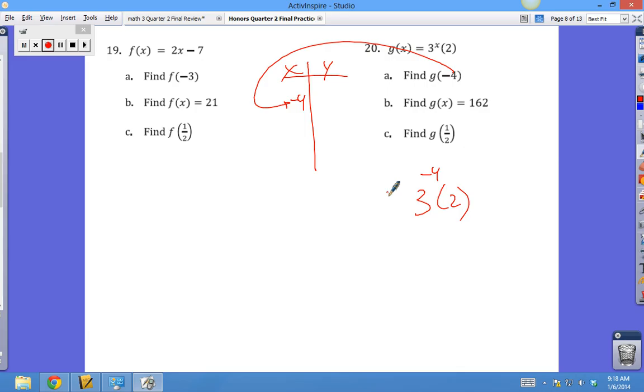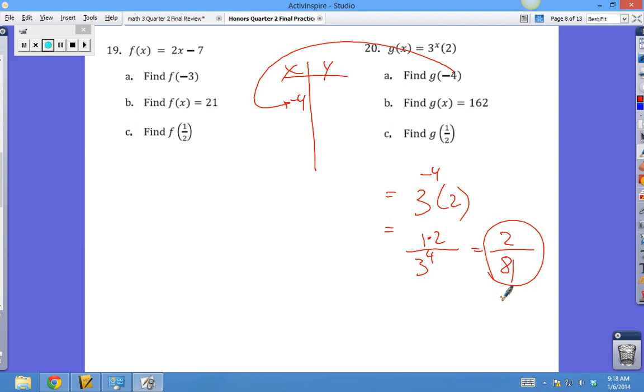So negative exponents. I'm going to take this 3 to the -4 and it's going to be 1 over 3 to the 4. And that 2 stays on top. So I'm going to have 2 over whatever 3 to the 4th is. So my calculator, 3 times 3 is 9 times 3 is 27. Is that 81? 2 over 81.